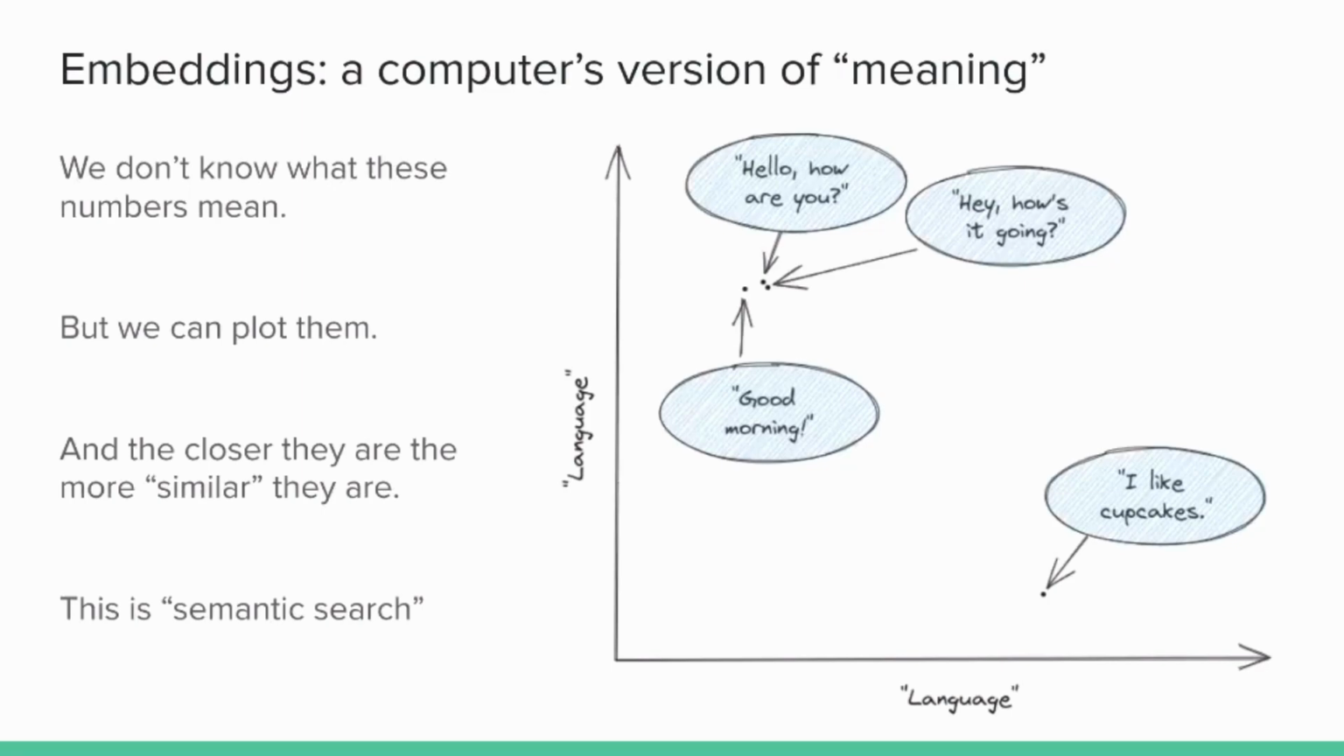This is the core principle that guides semantic search. And this is why semantic search works if you use child instead of kid, even if none of the words actually match, because these numbers encode some meaning into those words and phrases.